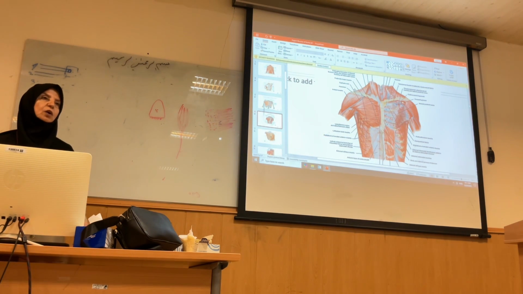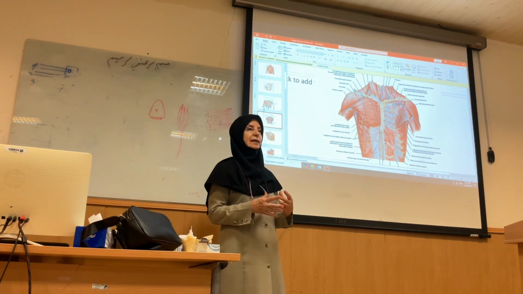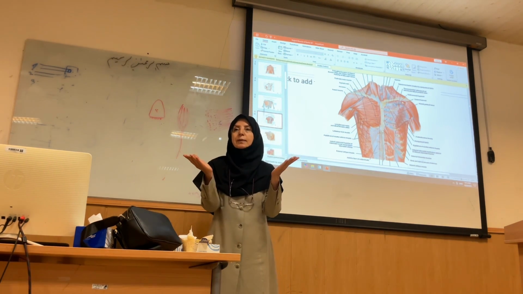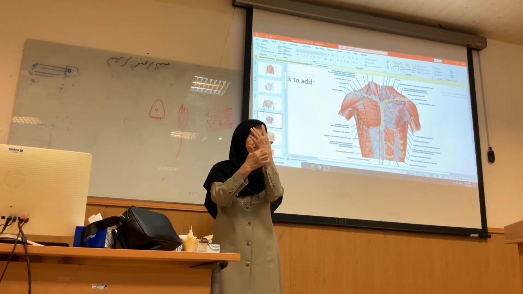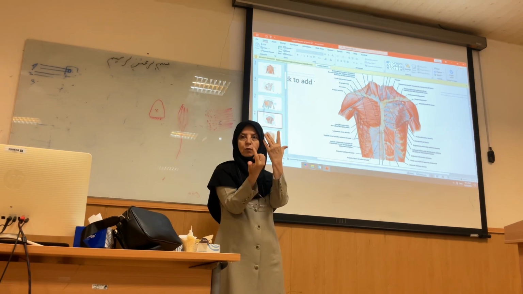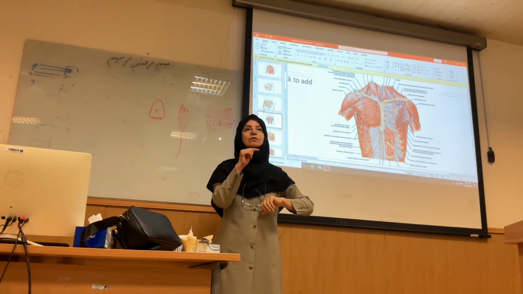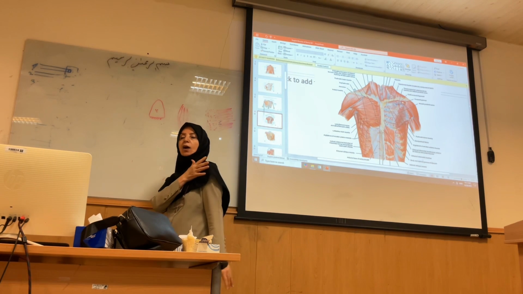Cephalic vein. What is the difference between superficial vein and deep vein? The deep veins are near the artery and they are not visible. But the superficial veins are these veins. When you are going to give an injection, we use this vein. They are near the skin. And the cephalic vein is one of the superficial veins in the upper limb.